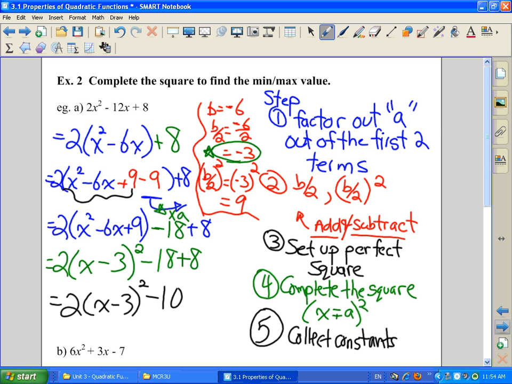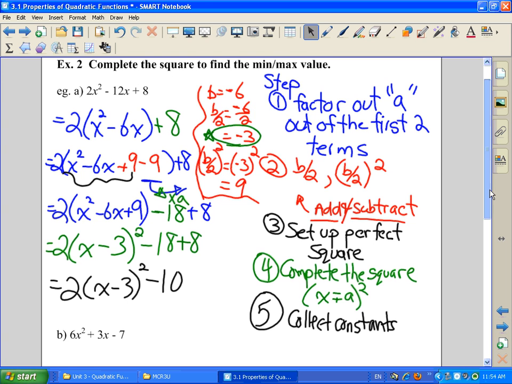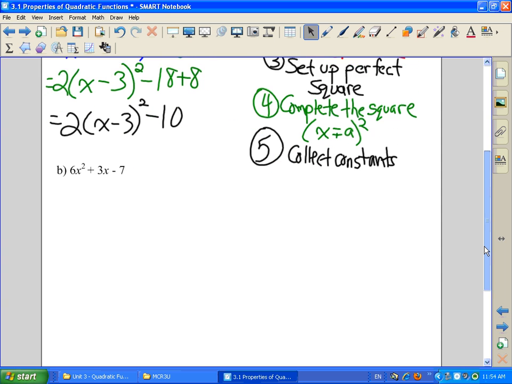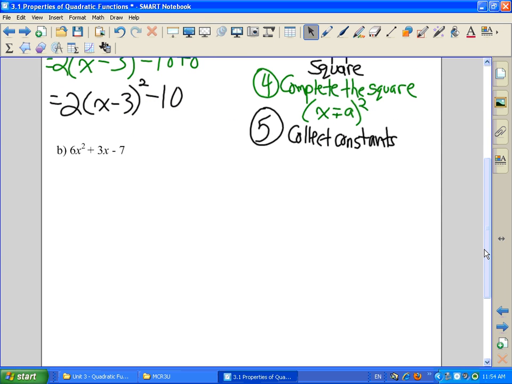I could also ask you for the axis of symmetry, and you would say x equals 3. So again, it gives you lots of information once you are in the vertex form. Okay, now ladies and gentlemen, have some patience because we're going to be dealing with some fractions here. Okay, it is not nice when a is greater than b.